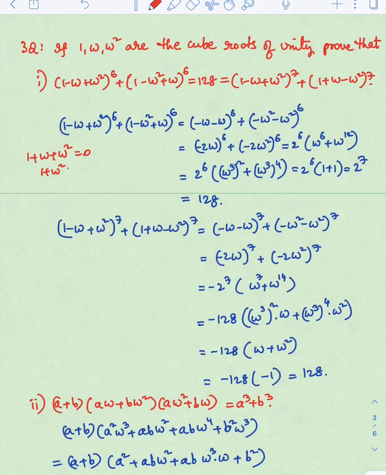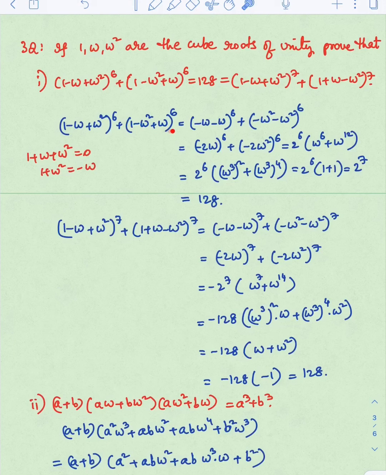In this formula, 1 plus omega square was taken. See, 1 plus omega square is written as minus omega here. This is another minus omega given in the question. So 1 plus omega square will become minus omega, and minus omega, it will become minus 2 omega. Minus an even number of times will become plus, 2 power 6. It is omega power 6.